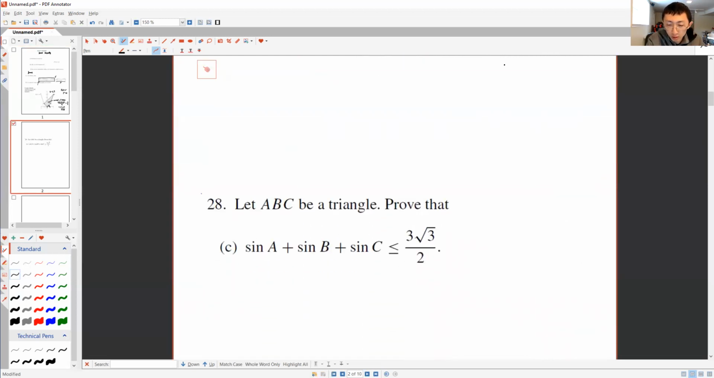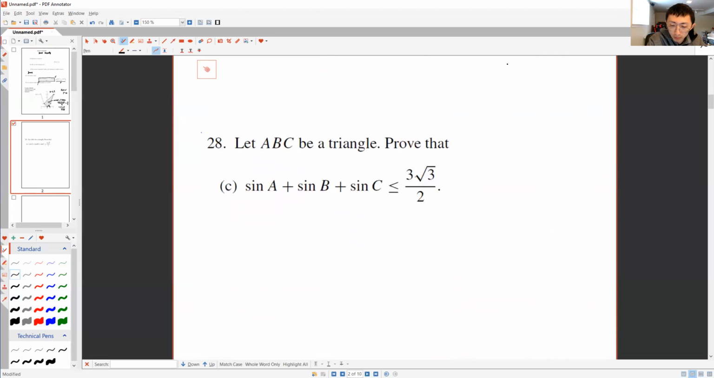So now let's solve a problem using Jensen's inequality. This is from 103 Trigonometry Problems. It says let ABC be a triangle, so A, B, and C have all angles less than 180 degrees. Prove that sine A plus sine B plus sine C is at most 3√3/2. I'll just use degrees. You can use radians too.